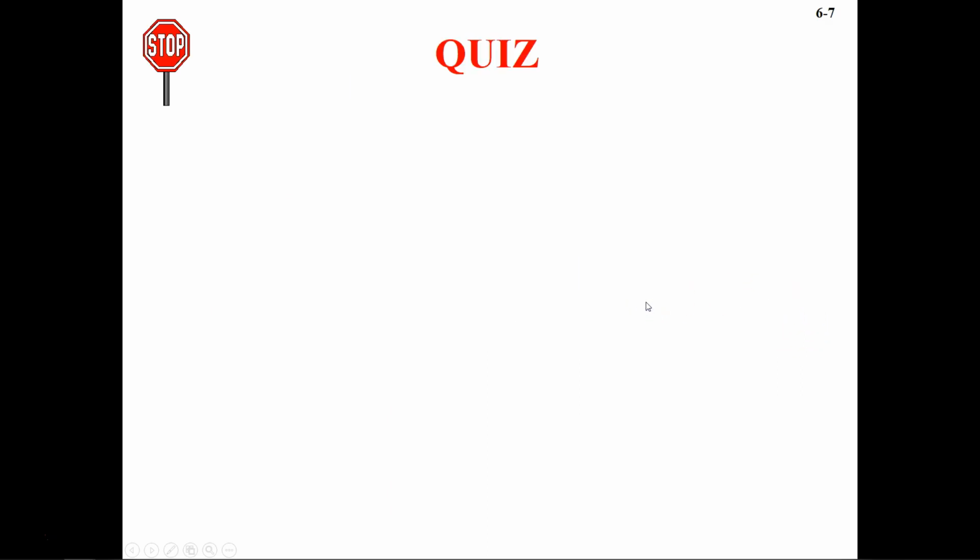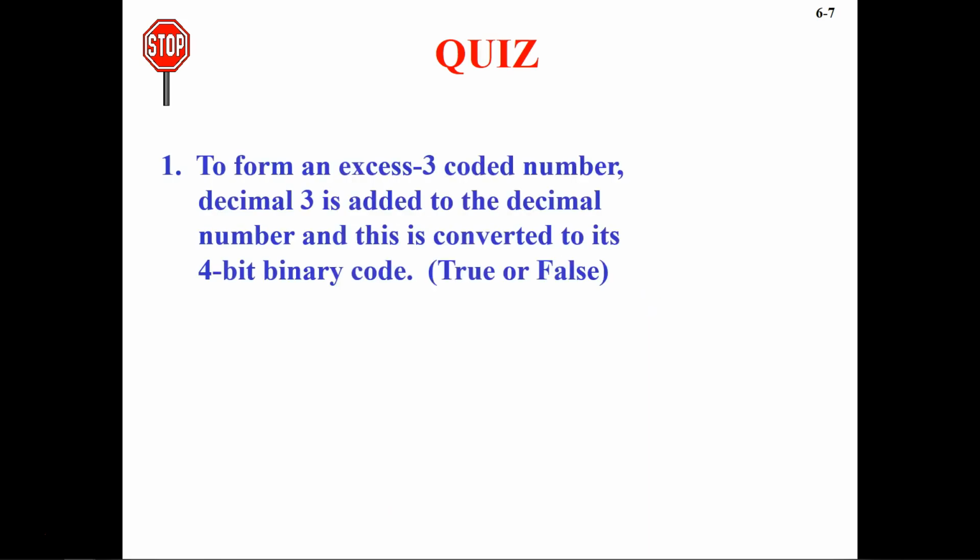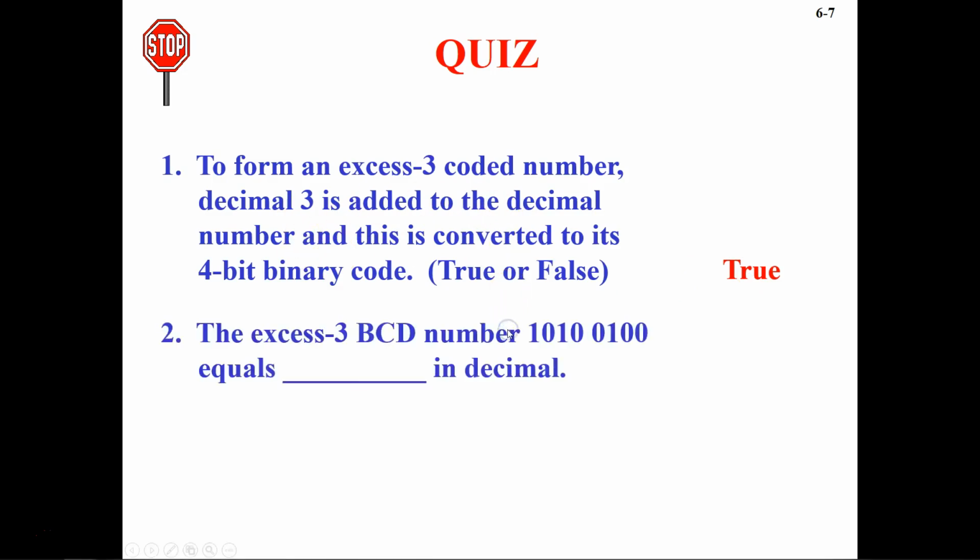Now let's do a quiz. To form an excess 3 coded number, decimal 3 is added to the decimal number and this is converted to its 4-bit binary code. Is it true or false? It is true, because decimal 3 is added to the decimal number, and that's how we convert it into an excess 3 code.